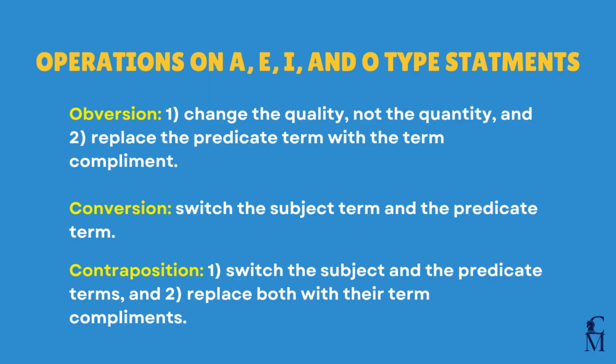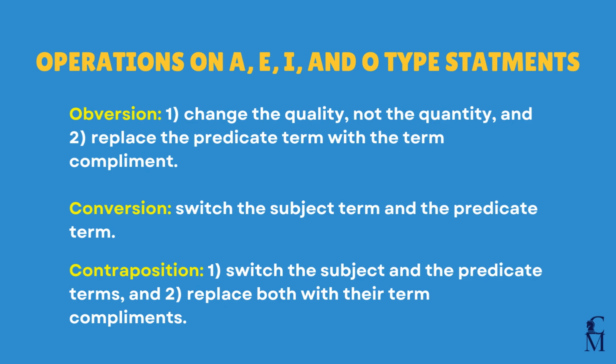So, if a categorical statement has an affirmative quality, then you would change the quality of that statement to a negative statement, without also changing the quantity of that statement. The second step is to replace the predicate term with its term complement. The operation or rule of conversion has only one step. You simply switch the subject and predicate terms so that the predicate term becomes the subject term and the subject term becomes the predicate term in the new statement.